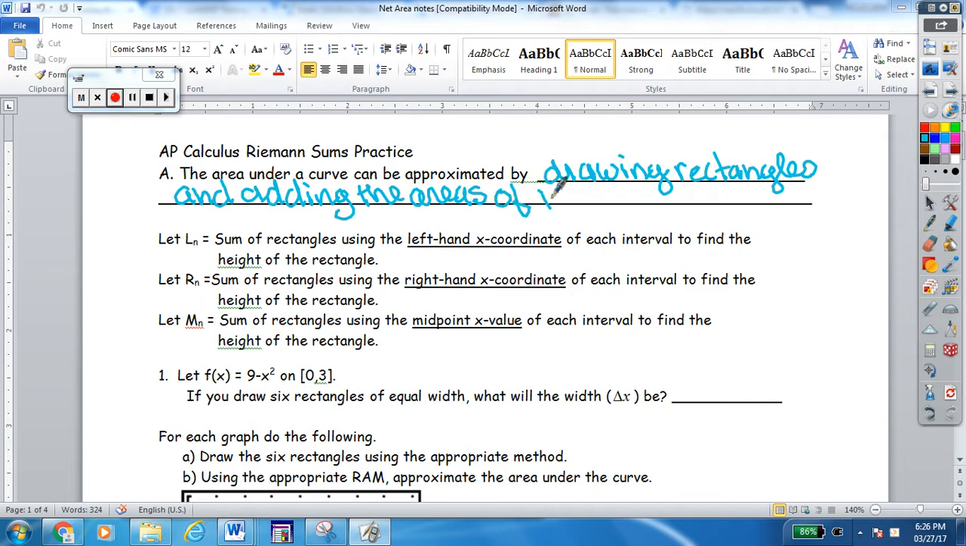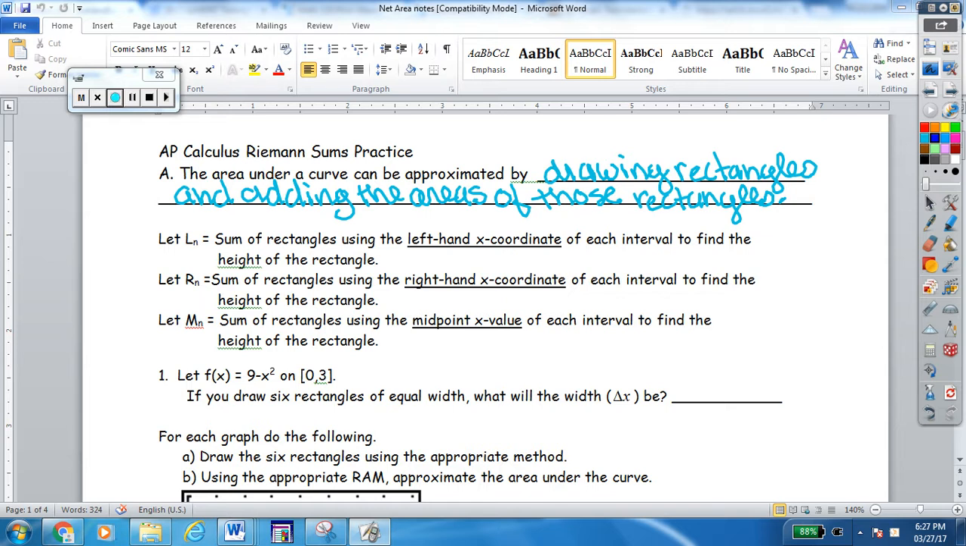And there's going to be 3 ways that we're going to do this. The 3 basic methods are either a left Riemann sum, a right Riemann sum, or a midpoint Riemann sum, and you will see these as L sub n. N is going to represent the number of rectangles that we are going to be using, and this is usually provided. They tell you how many you draw.